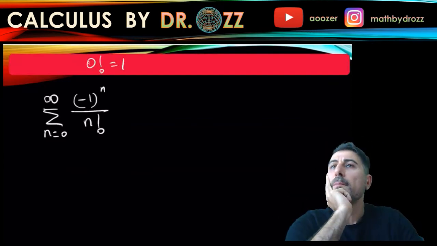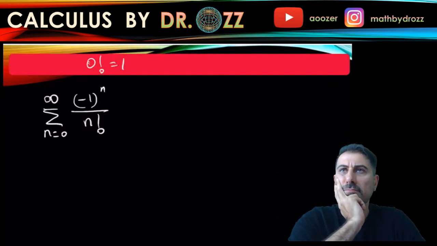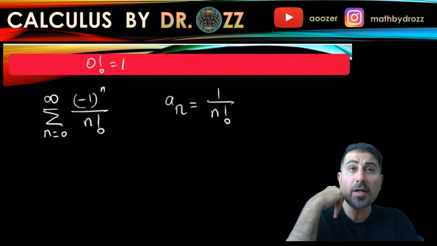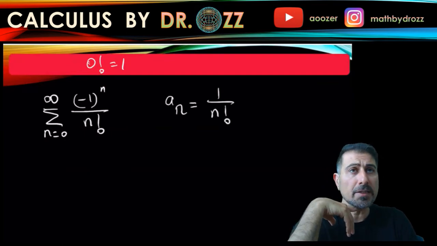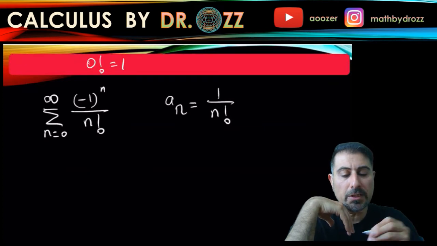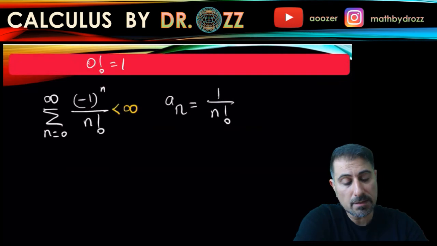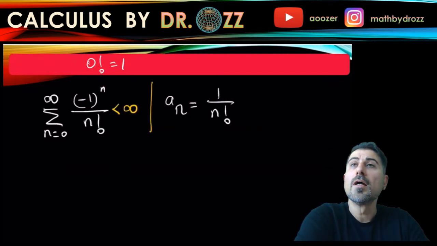By definition. I'm going to isolate the non-alternating part. So that's 1 over n factorial. You can pause the video and use the alternating series test to prove the convergence of this series. I'm not going to do it here because that's not the purpose of this example. You can pause the video and check the conditions of the alternating series test. That shouldn't be hard.